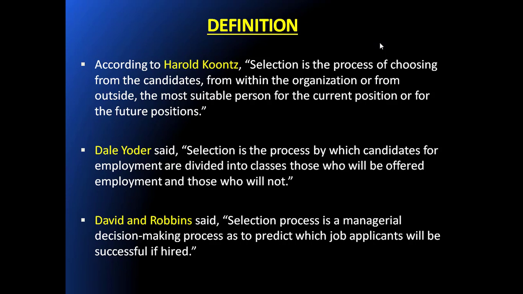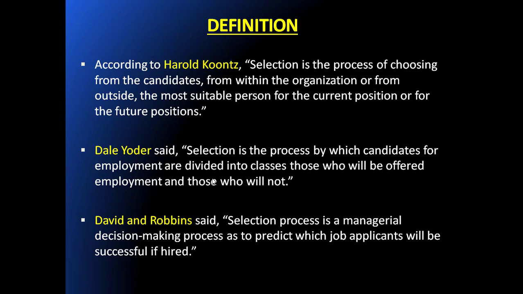So now if we see the definitions, as per Harold Koontz, selection is the process of choosing from the candidates from within the organization or from outside the most suitable person for the current position or for the future positions. Here Koontz in his definition says that selection is a process of choosing the potential candidate. Right. Now the choice can be done from the applicants who are within the organization or who are from outside the organization. This we discussed in recruitment, that is in sources of recruitment, which are internal source of recruitment and external source of recruitment, right? And the most suitable person for the current position or for the future position.